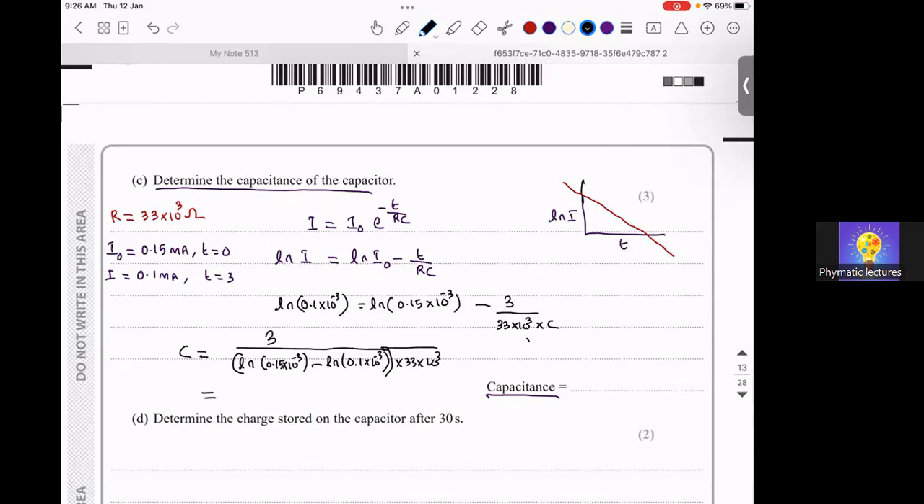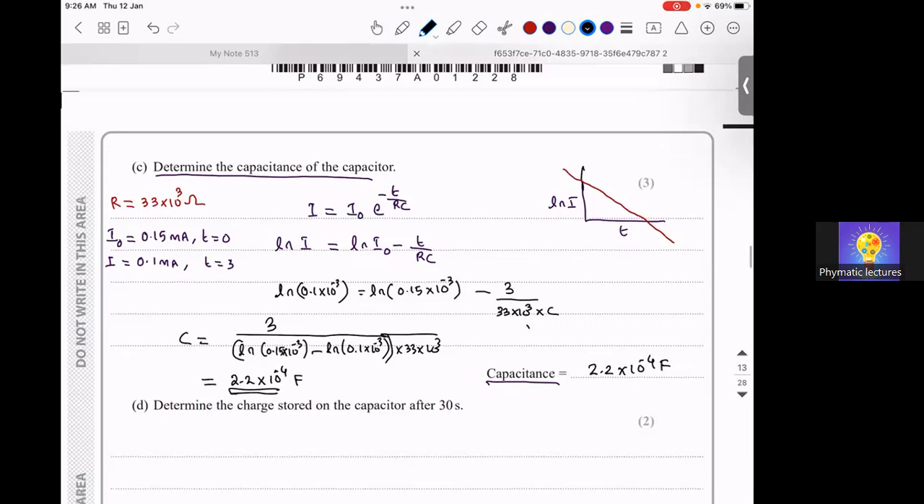So if you're plugging this, if you're calculating this value, you will get nearly 2.2 into 10 raised to minus 4 farad. Okay, you can just cross check it. 2.2 into 10 raised to minus 4 farad. Yes, so that is the answer for this question.